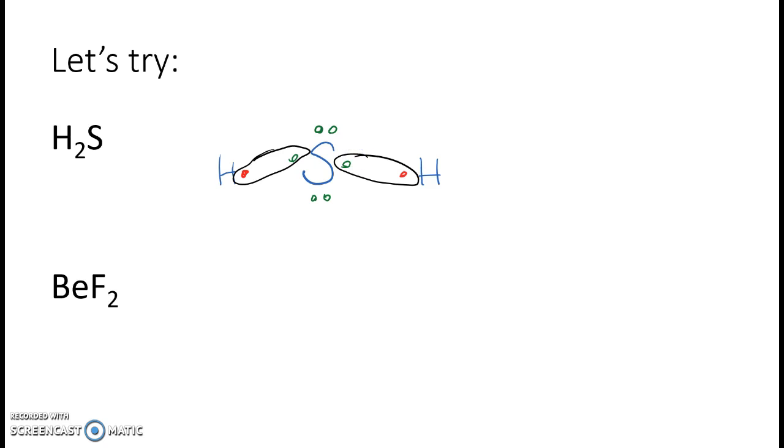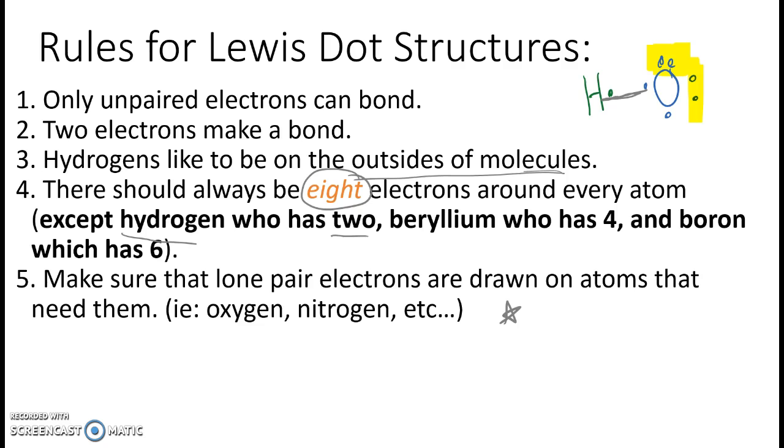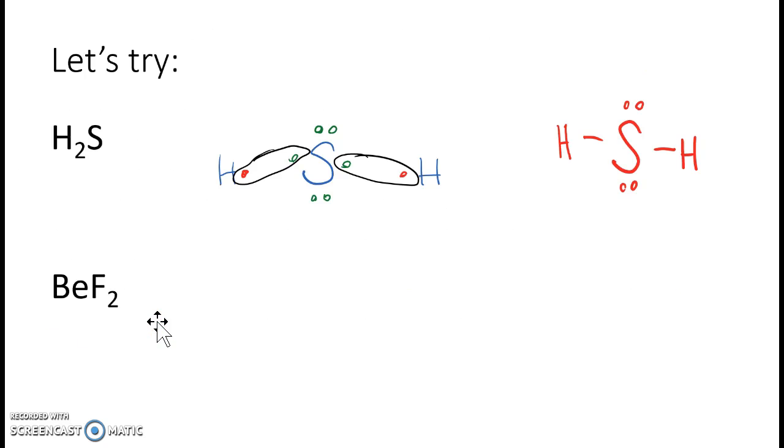I'm just going to clean up this picture. I'm going to have 2 sets of paired electrons on sulfur, and then a bond between the sulfur and each hydrogen atom. Rule number 5 here was to make sure that the lone pair electrons are still drawn on atoms that need them. What that means is that sulfur still has these paired valence electrons on it. We didn't drop those.